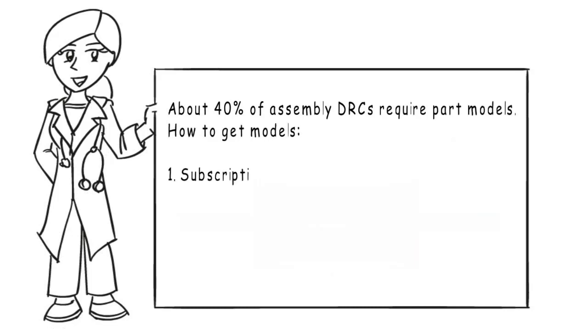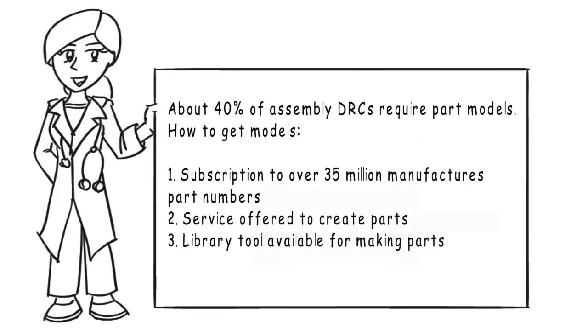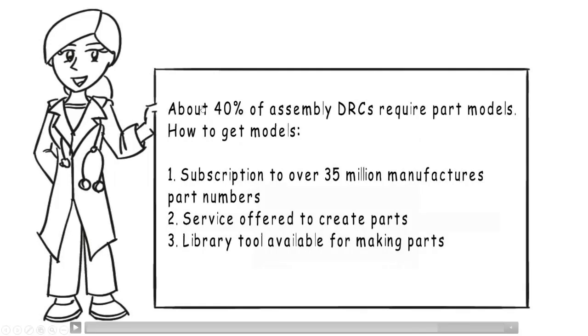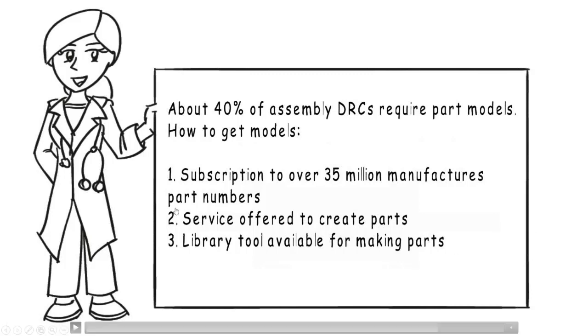So of the DRC checks that come in most DFM tools like Valor and PI, about 40% of the design rules require a part model to do validation. So the things that I just talked about, being able to check those solder joints, require a model. Well, you're probably saying, now I've got to deal with more library stuff. You're already dealing with schematic and PCB libraries and models for simulation. In order to validate something, you have to have a model.